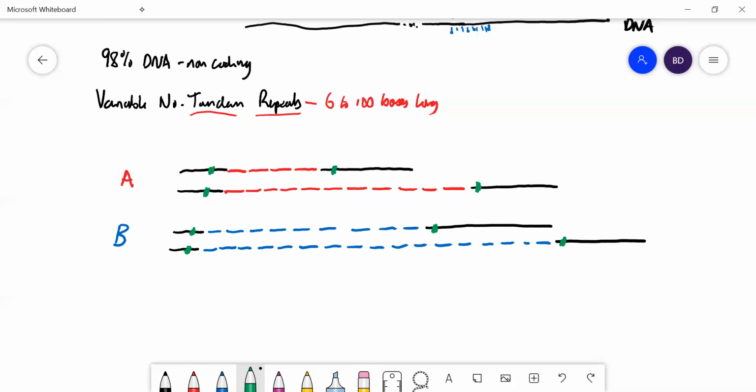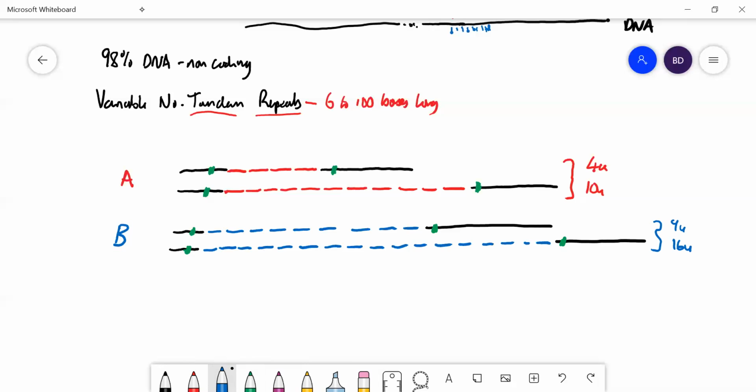Now if you cut that with the restriction enzyme, you're going to get a fragment, let's call it 4 units long, however many kilobases it is, 4 units long, and this one is going to be 10 units long. Whereas in person B, you're going to get one which is, what did I say, it was 9 and 16. It's going to be 9 units long and 16 units long.